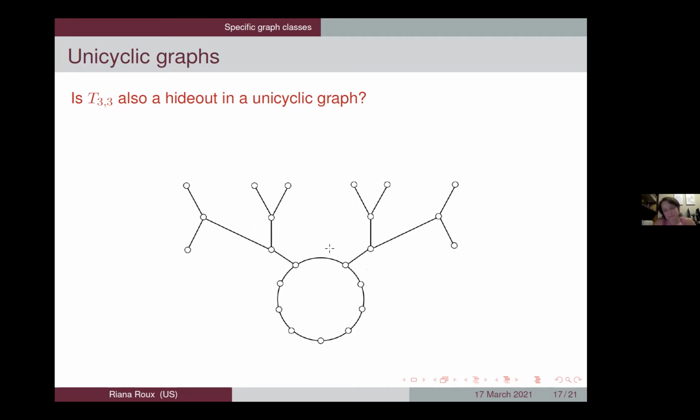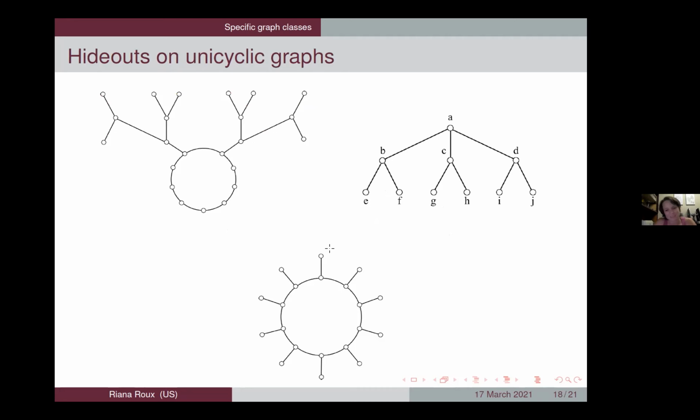So all in all, what we found so far, this is work that I'm doing with some students of mine over holiday work. So we found that places where it can hide on a unicyclic graph is when there is a copy of T33, as long as not all the T33s have a cycle on one of the leaves.